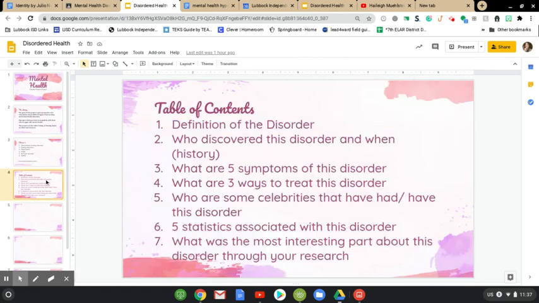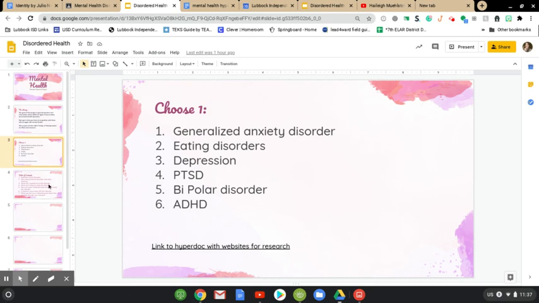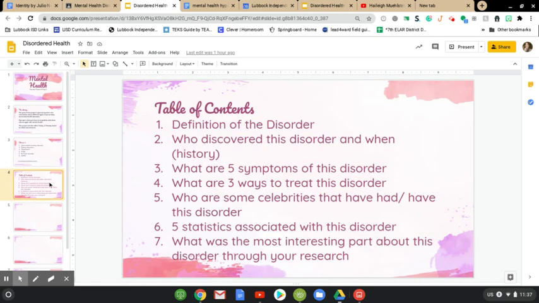So, as for the table of contents, for the 3 of each of these different choices, you are going to find all of this information. And you can do this on one slide and do all of the information on one slide, or you can do it on a couple of slides if you need to. That's totally okay. So the first thing is you're going to give a definition of this disorder. So what is this disorder? What is ADHD? What is anxiety disorder?